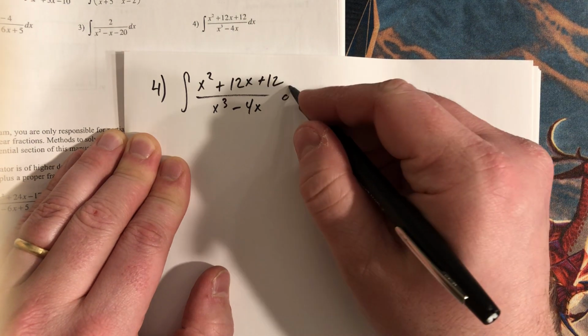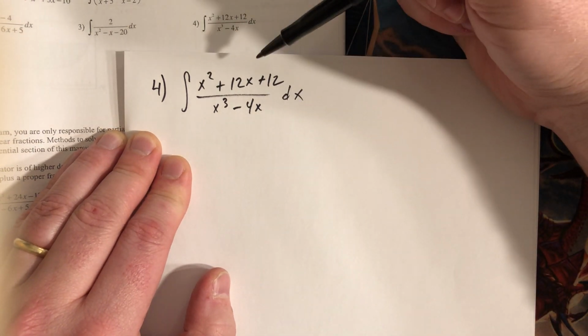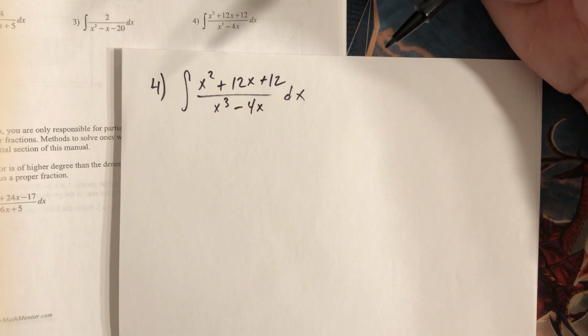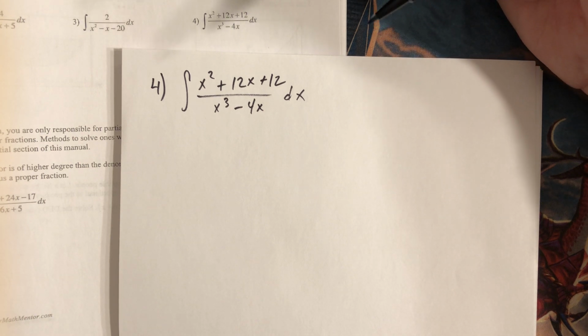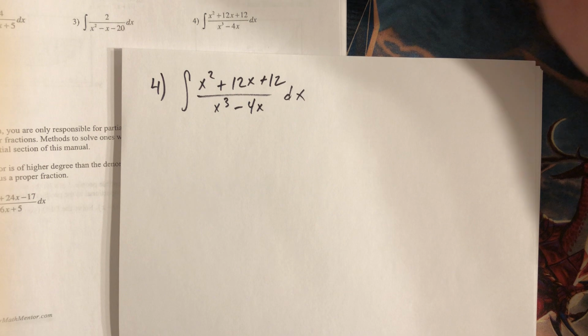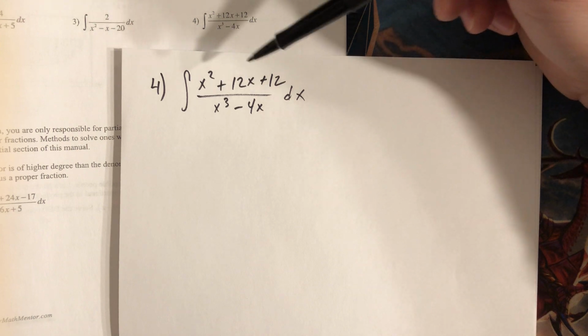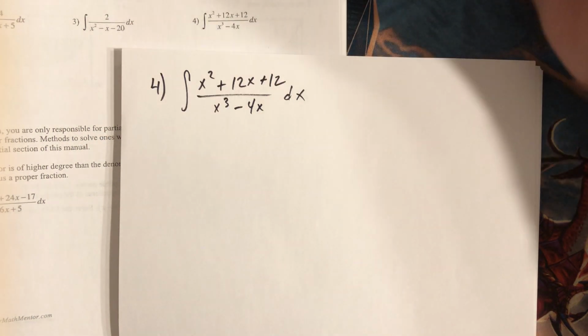So something you might notice is that every time we've done these, the degree of the numerator has always been less than the degree of the denominator. We're going to see one that's not quite like that later, and see what to do with that.